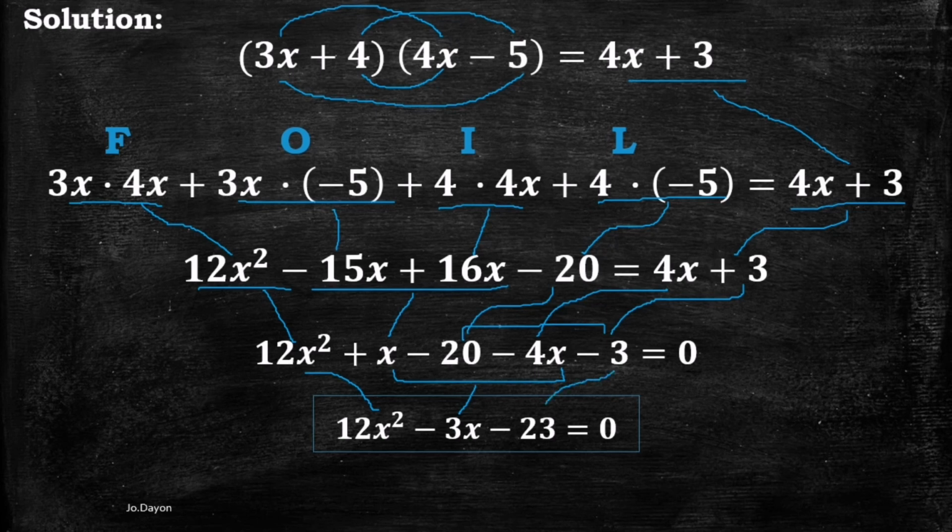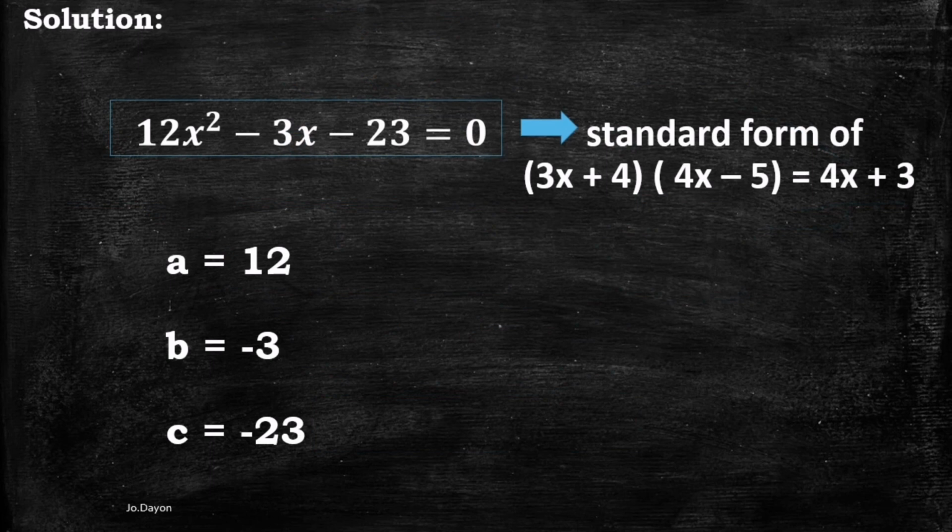So if you have observed, we now have a quadratic equation in standard form. Since the equation is already in standard form, we can now easily determine the values of a, b, and c. So the value of a is 12. Where did we get 12? The numerical coefficient of the quadratic term. The value of b is negative 3, coming from the numerical coefficient of the linear term. And of course, the value of c is equal to negative 23, coming from the constant term.